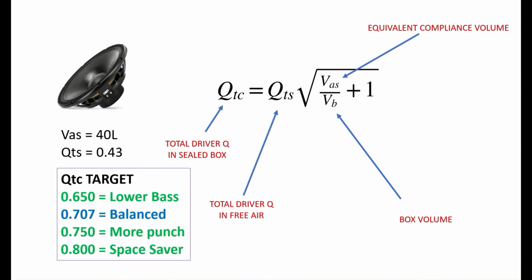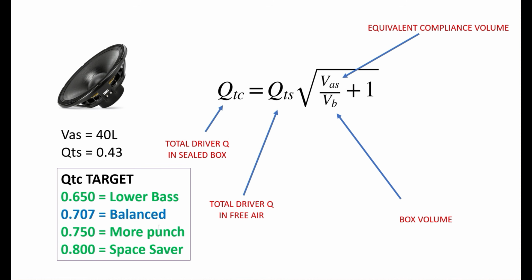What we're going to do though is pick a target quality or target damping level. A QTC of 0.707 is balanced. If you want lower bass, aim for a lower QTC target.